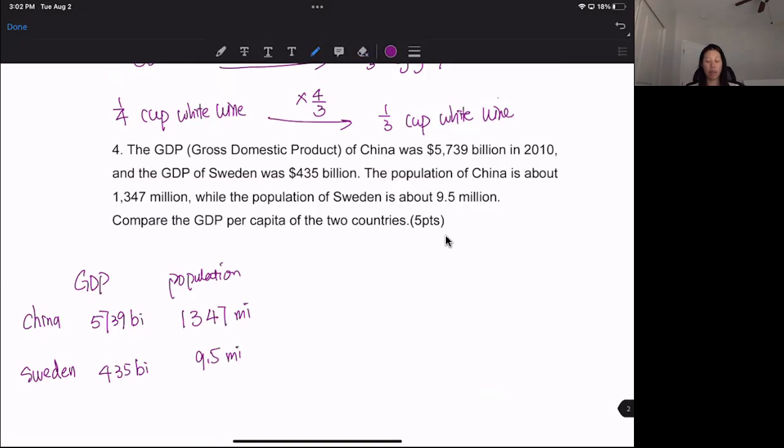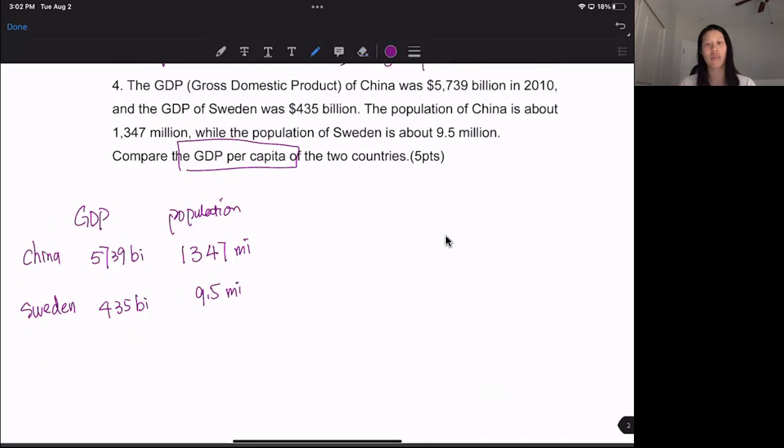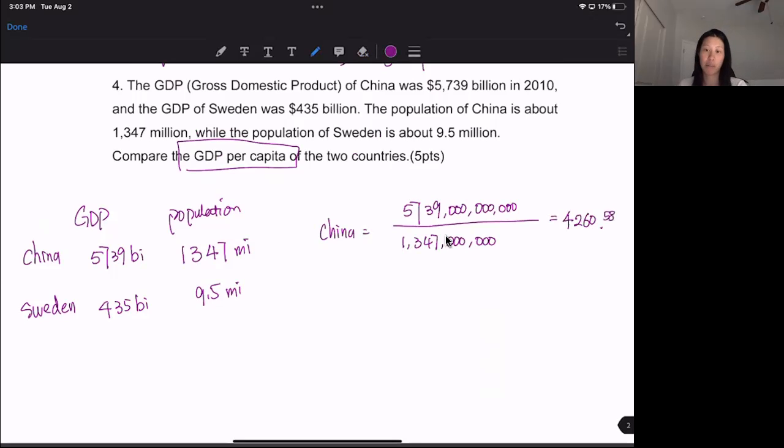So now they want you to compare the GDP per capita of these 2 countries. That means we need to calculate each individual GDP per capita. So for China, we should use 5,739 billion divided by 1,347 million. So you will have 4,260 dollars and 58 cents per capita.